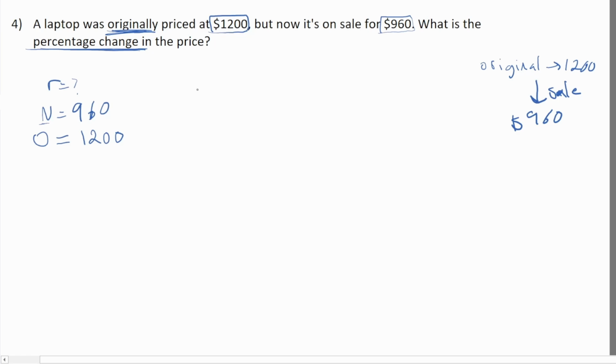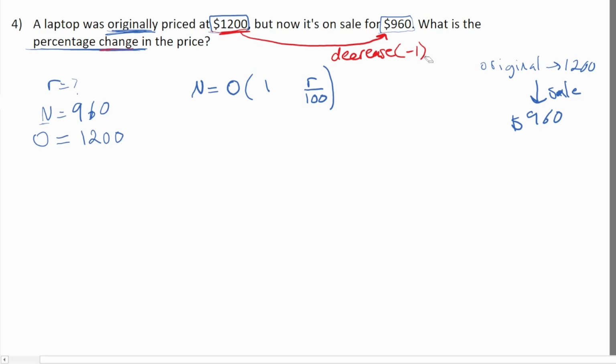Now we're going to use the rule. So new is equal to old multiplied by 1, and we're going to put R over 100 here. And now the question is, do we put a plus or a minus? The question didn't directly state that it's a percentage decrease. It just said percentage change. But you can tell that the price was 1,200 and became 960. So this was a decrease. So we're going to use minus.